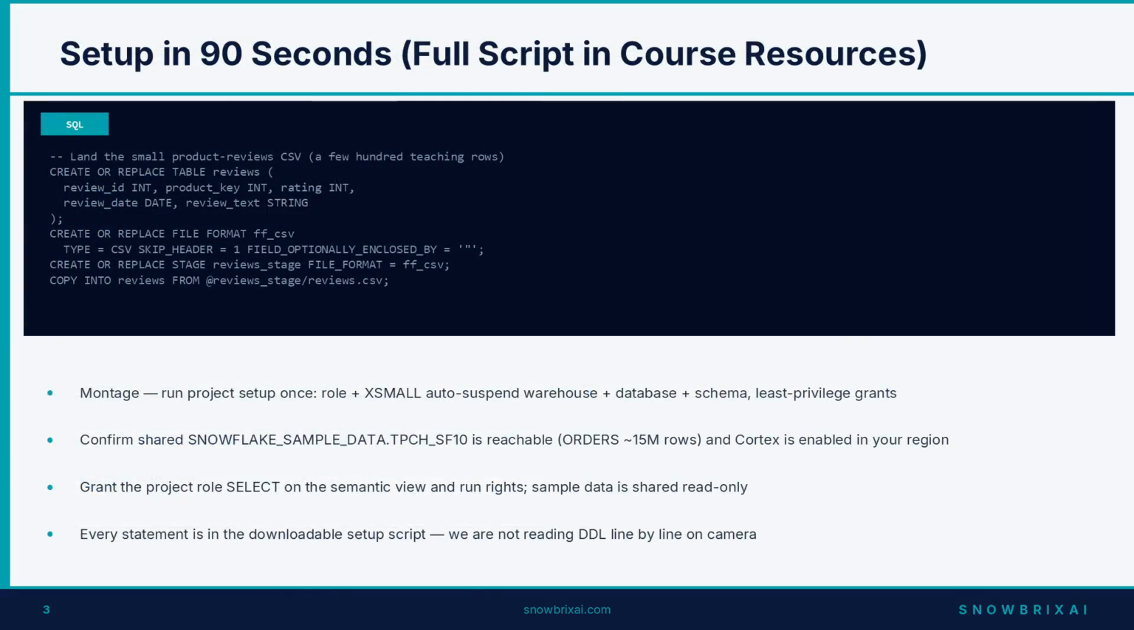First, setup, and we move fast. On screen is the reviews load: create the reviews table, a CSV file format, a stage, then copy into from the stage, a few hundred teaching rows. Off camera, the same script makes the project role, an extra small auto suspend warehouse, the database and schema with least privilege grants, and it confirms the shared sample data is reachable, orders at about 15 million rows, and that Cortex is on in your region. Every statement ships in the downloadable script. We are not reading it line by line.